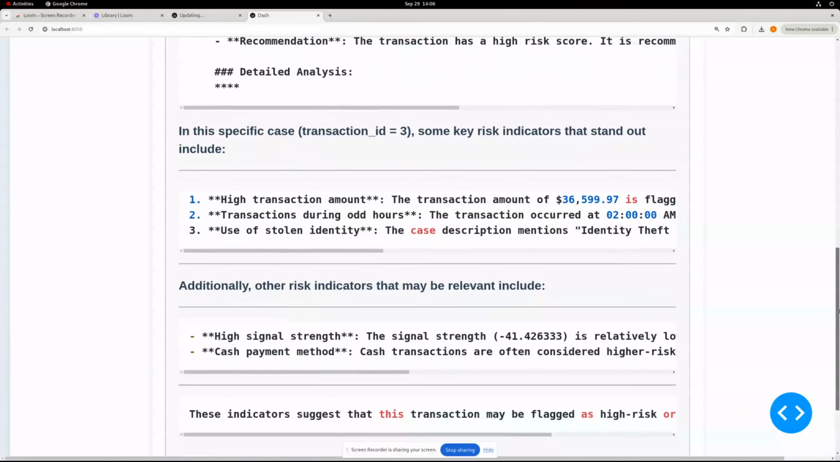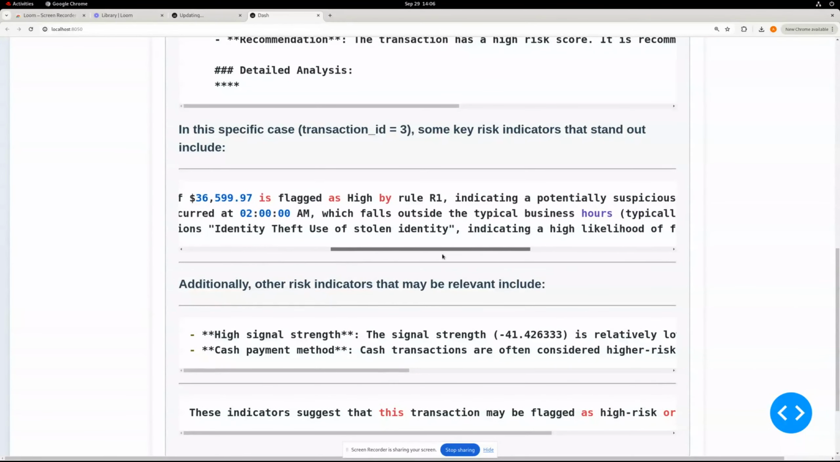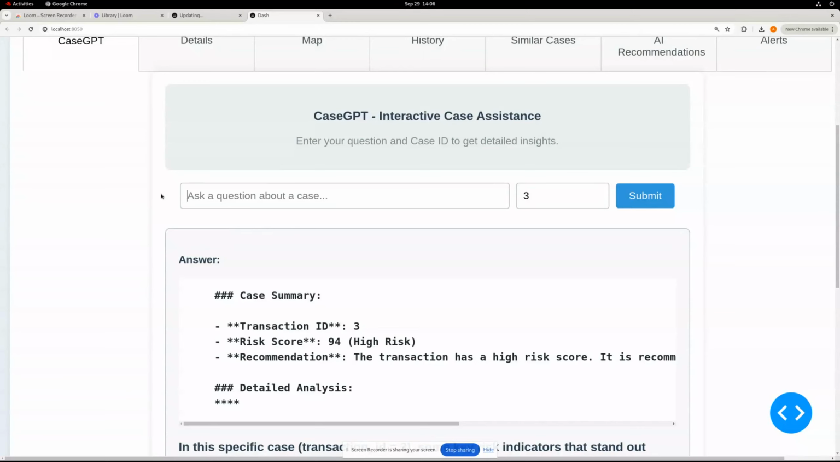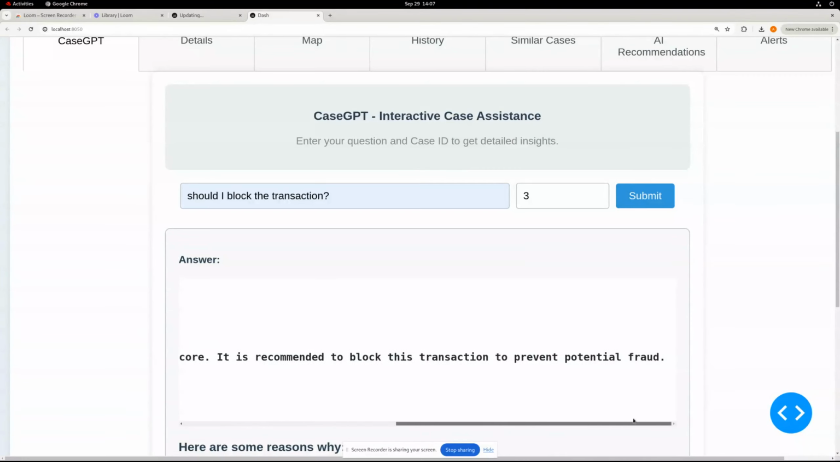Idenza determined a stolen identity risk because either a new device was used for the transaction or by using a combination of various signals. For the next example, the investigator asks whether the transaction should be blocked. The system comes back with a recommendation based on the facts of the case, along with the detailed explanation for the recommendation.